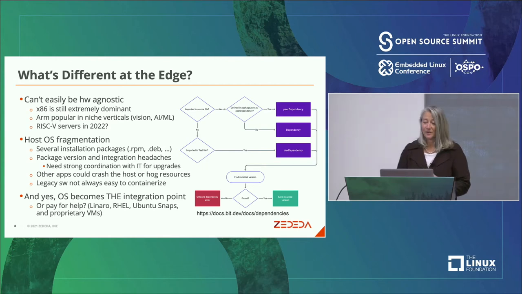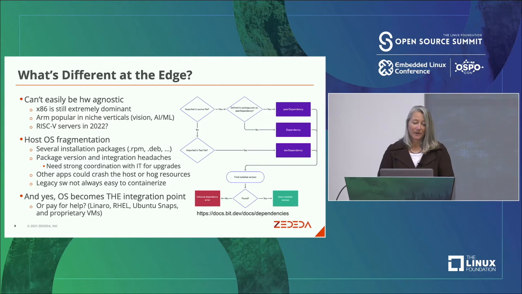And then because you're dependent on what the host is, you have to know what packages are installed. Are you going to have package conflicts with other applications that are running on it? Somebody has to maintain it. Legacy software is not always easy to containerize, so you can't always have just one fixed environment. And so yes, the OS at the edge does become the integration point or pain point, or you could pay someone to help you out.